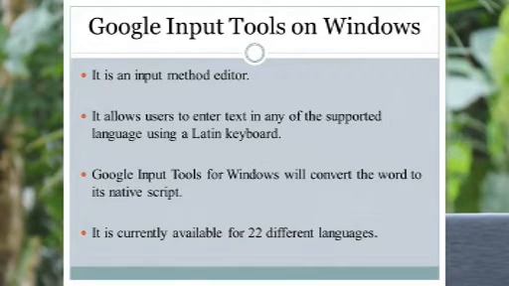When Google input tools is enabled for an application, it will display a status window on the screen. By default, this window will be placed at the bottom right corner of the desktop, but you can drag it to any other part of the screen as well. So it is easily dragged.